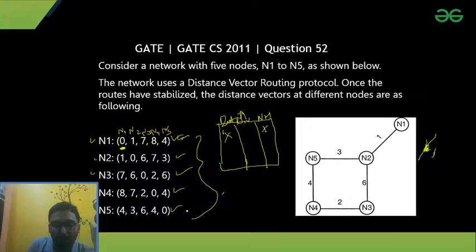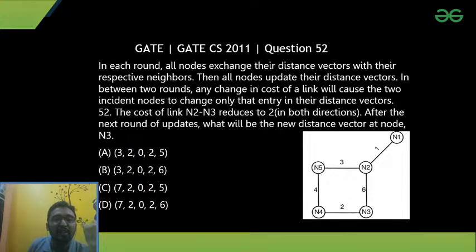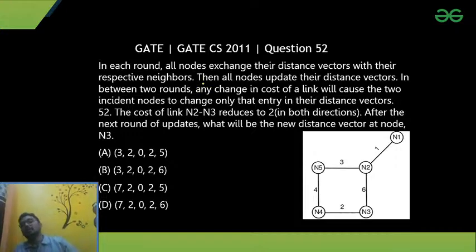Now let's see what they are actually asking. In each round, all nodes exchange their distance vector with their neighbors. That is what actually happens in distance vector. Every node exchanges its distance vector with every neighbor, and then after exchanging the data, it tries to minimize its own distance vector. Then all nodes update their distance vector in between two rounds. Any change in cost of a link will cause the two incident nodes to change only that entry in their distance vector. So they are explaining what happens in the distance vector algorithm.